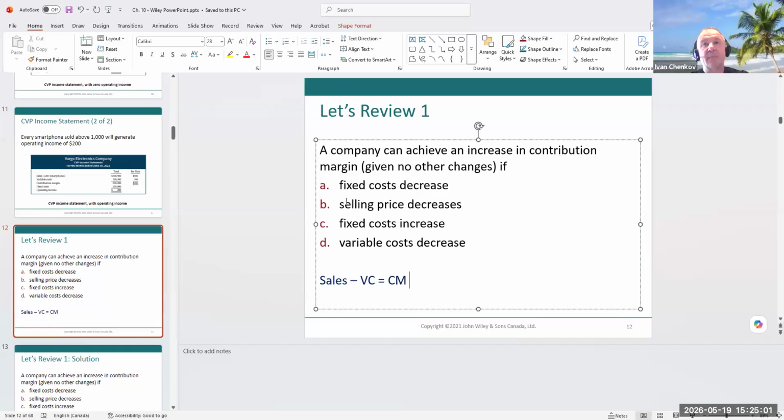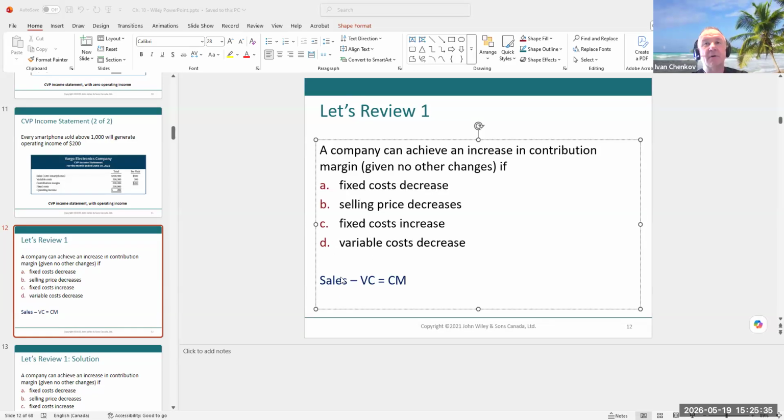So, a company can achieve an increase. So I want to increase this contribution margin. If the fixed costs decrease, does that affect my contribution margin? Well, obviously it's going to be hard because the fixed costs are not part of this equation for the contribution margin. If the fixed costs increase, is that going to affect the contribution margin? Again, fixed costs are not part of this equation.